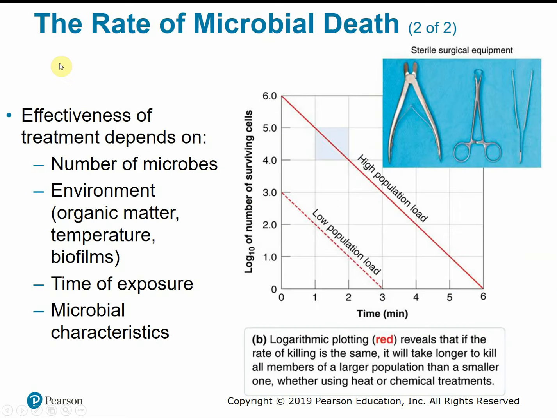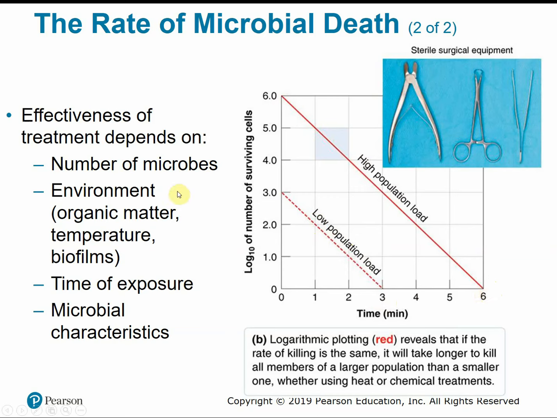The effectiveness of our treatments are going to depend on a few different factors. So one being the number of microbes. So the higher your population load, the more cells you have to kill, the longer it's going to take to reach that 99.9% effectiveness. So in this example, we start with a lower population, so they're all completely killed within 3 minutes. But if we start with a higher population load, it's going to take more time.